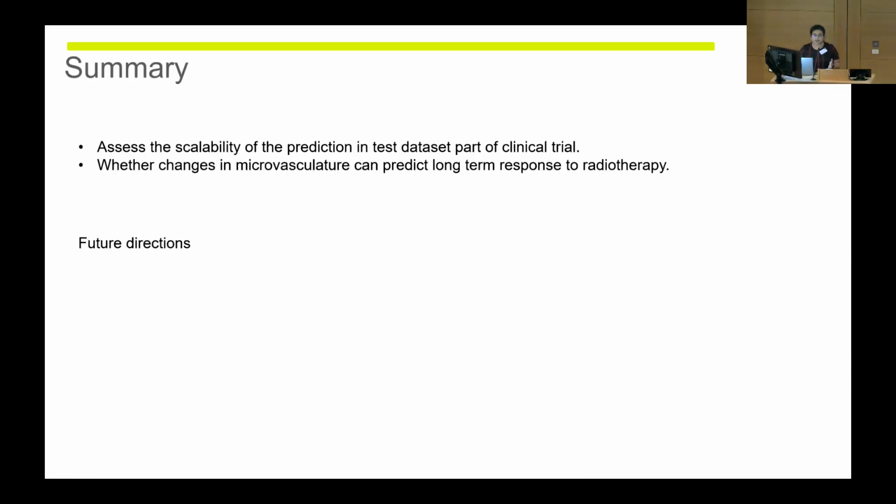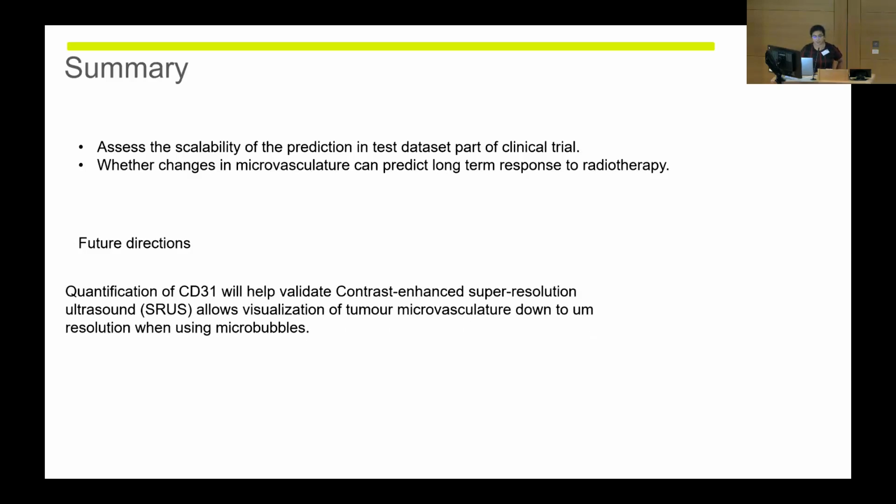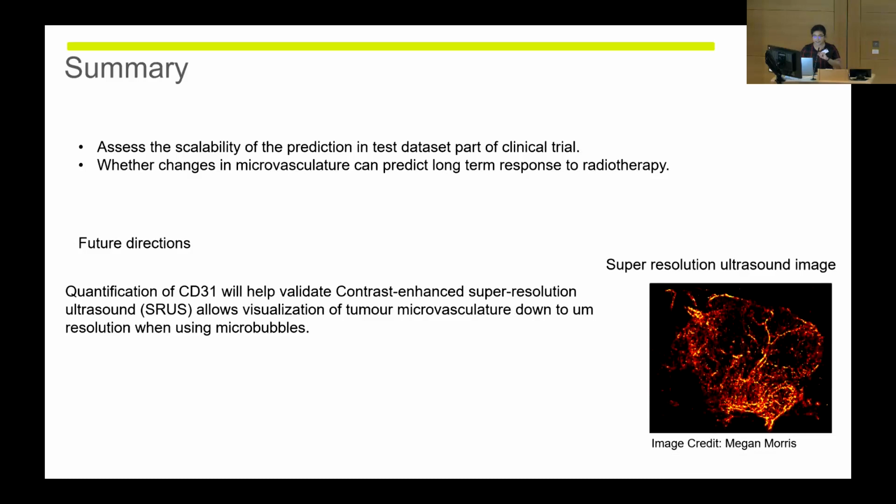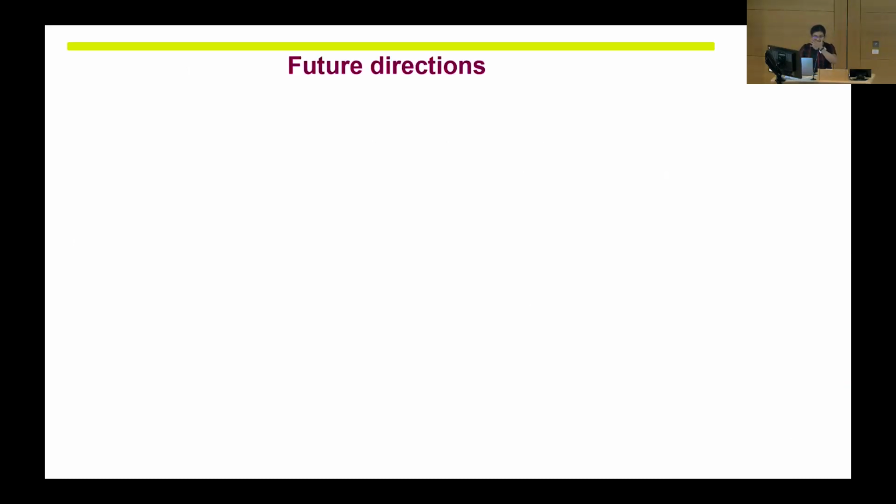So the idea is to assess the scalability and generalizability across the clinical trial that we have got, so that we will be able to measure the changes of the microvasculature to predict the long-term response to radiotherapy. And then the future is, as I said, going to be contrast-enhanced super-resolution ultrasound, so that we get measures from there and then correlate them with the measures of tumor vasculature that we estimate from the histology slides as well. This is an ongoing collaboration with Imperial College.